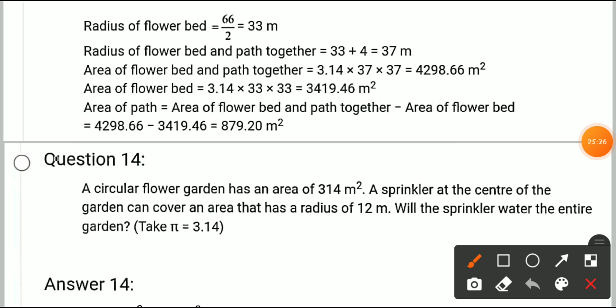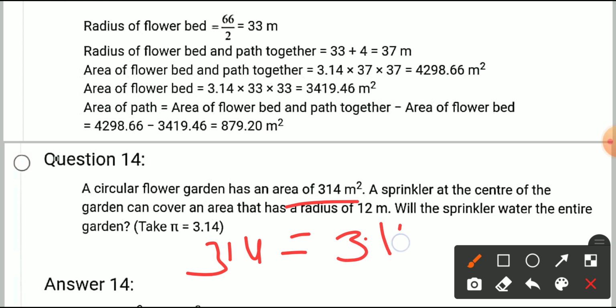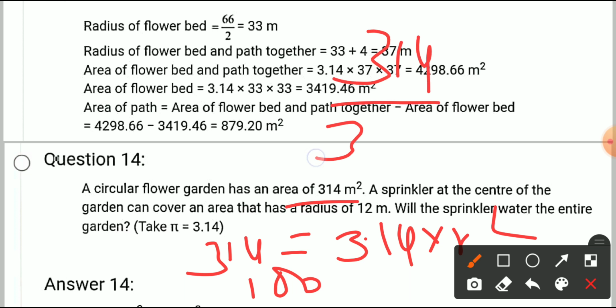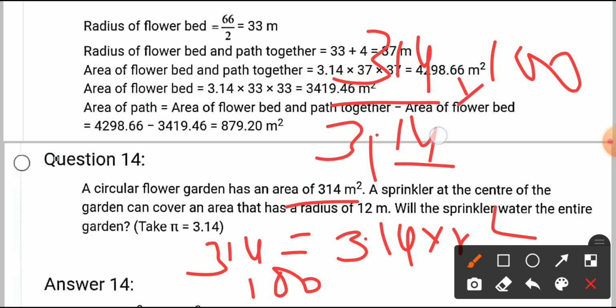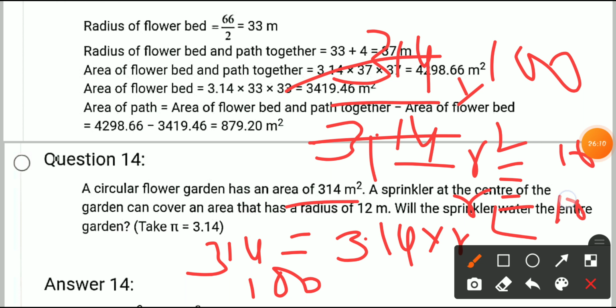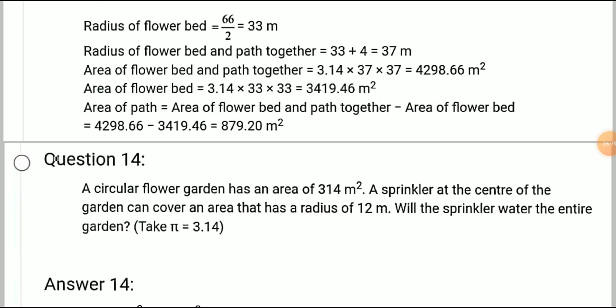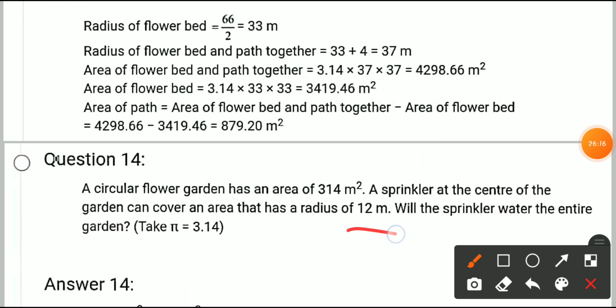You can calculate the radius of the garden. So 314 equals pi r square, 3.14 r square. So definitely you will get here 100. How? See, 314 upon 3.14. If you remove this decimal, then 100 will come here, because after the decimal we have two numbers. So r square equals 100, which means r equals 10. So the sprinkler covers 12 meter radius and the radius of the garden is 10 meter. So definitely the sprinkler covers the whole area.